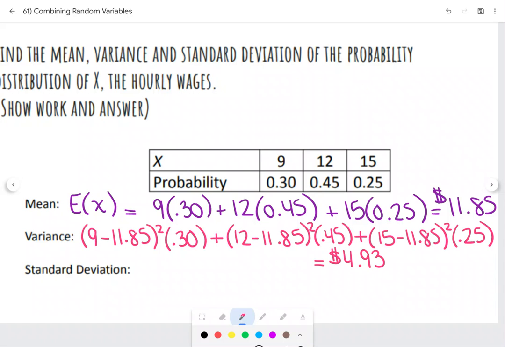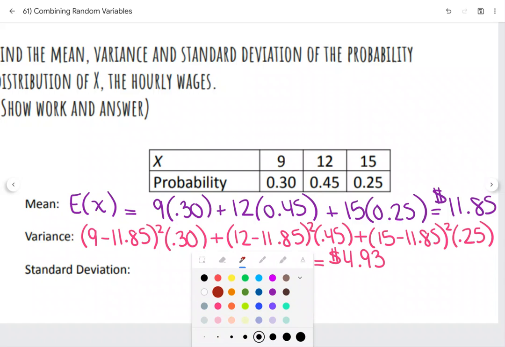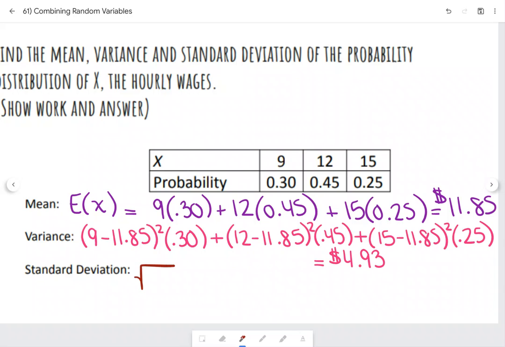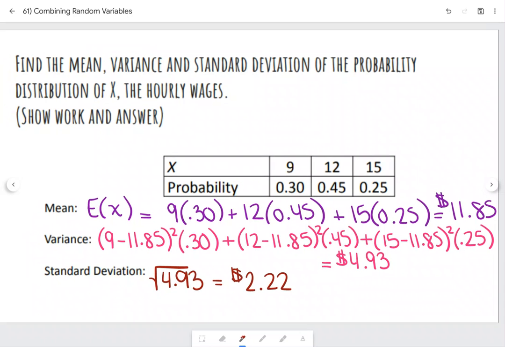And we know the way we get our standard deviation is just by taking that amount and taking the square root of that. So the square root of my 4.93, we end up with $2.22 approximately. Okay, so we're always able to calculate our mean and our variance if we have our probability model shown. So again, just as a reminder, this was X, the hourly wages that we've just done this for.